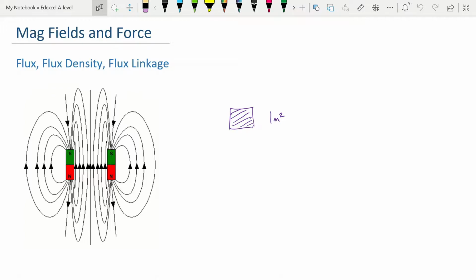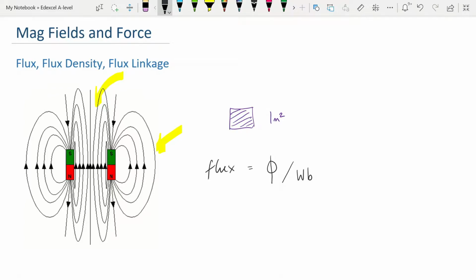So let's talk about flux first. Like I said, this is a new idea for most people. And really all flux is the number of magnetic field lines that we get here. If you look, you can see that in here you've got a lot of flux lines and you're getting fewer flux lines out on this side here. So it's really just the number of lines. And the symbol that we use for flux is phi, and it is measured in a unit called Webers.